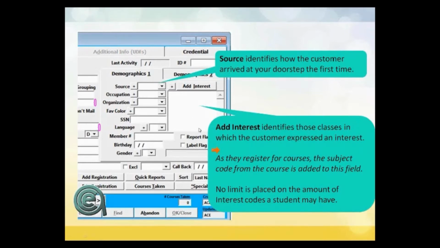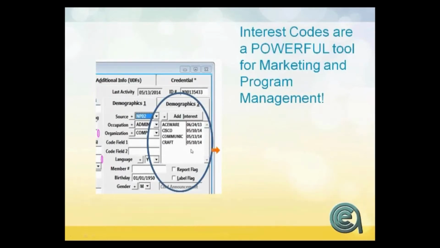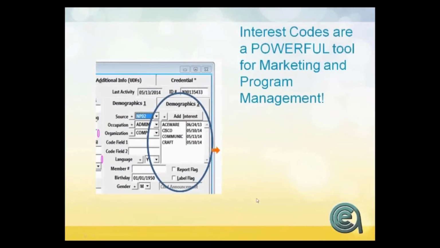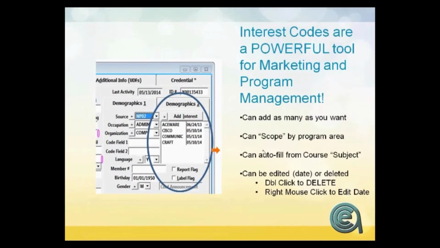Interest codes. Again, this is where you can put in an interest code, and those interest codes will then allow you to market to that student. You can look at the student's record and be able to tell what classes they've been interested in. And again, there is no limit on the number of interest codes a student may have, and you can add as many as you want. There is a new option to scope interest codes. You can autofill from the course subject matter. We'll talk about that when we cover courses next week.